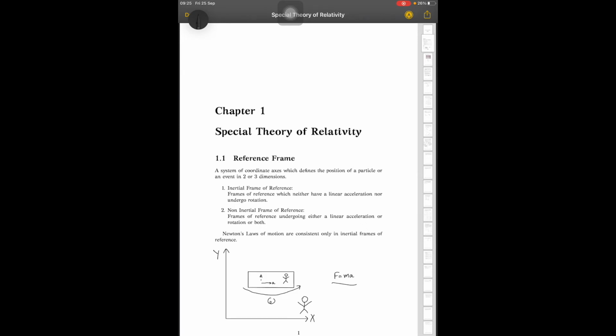Similarly, if the box was rotating, the consistency would fail. There is a simple fix for non-inertial frames which we will see in mechanics. From now on, we will only be talking about inertial frames of reference.